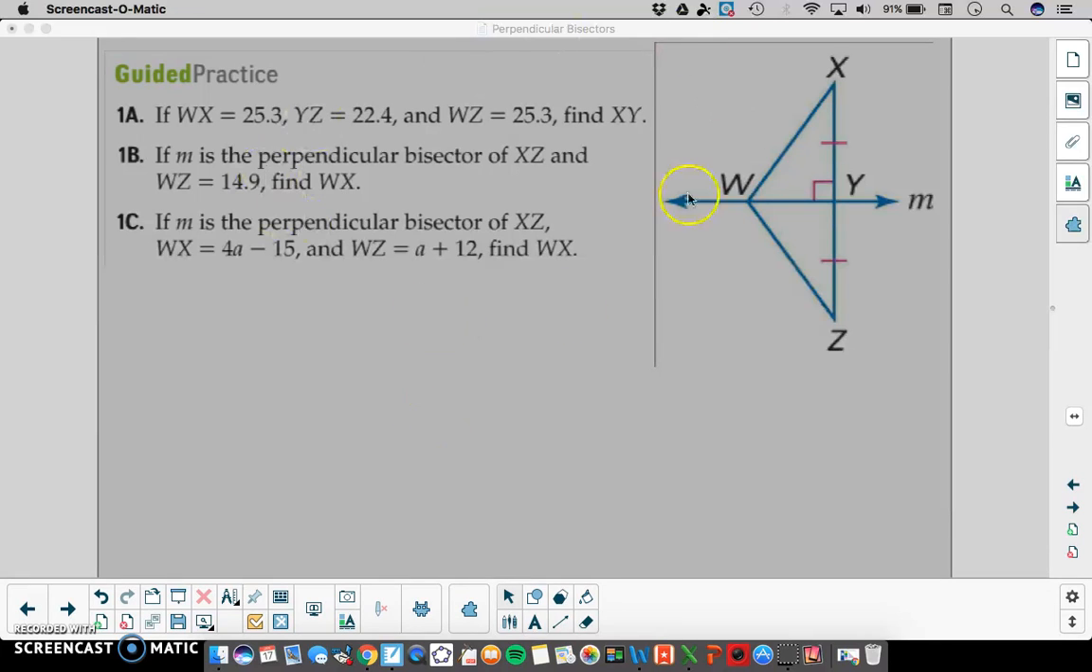These are examples that I want you to try. You have triangle WZX, and you have 1A, 1B, and 1C to answer.